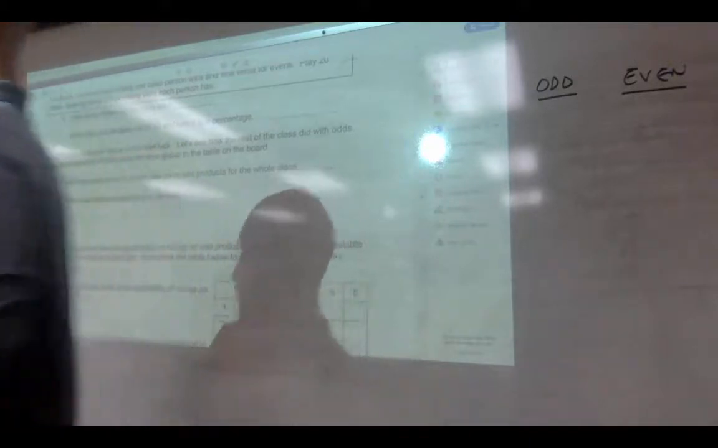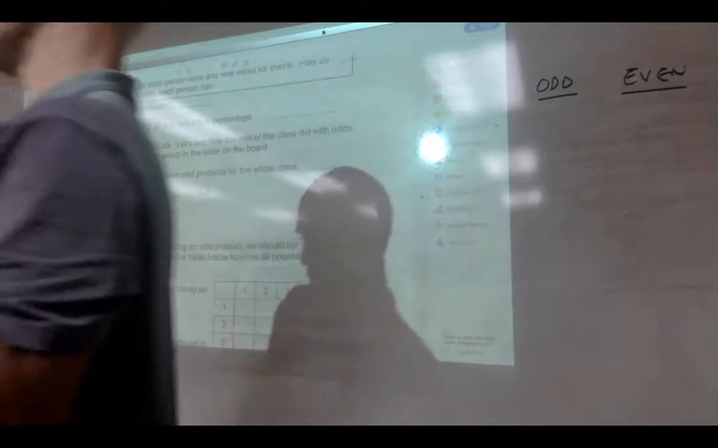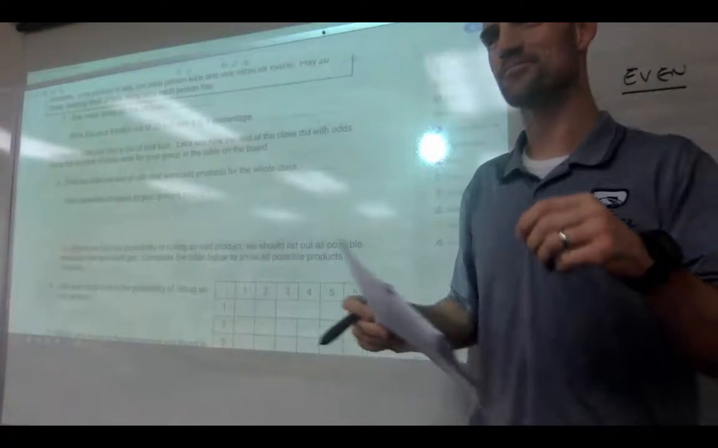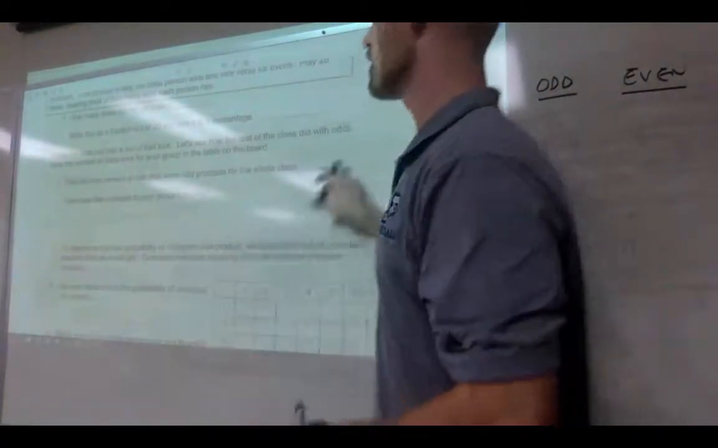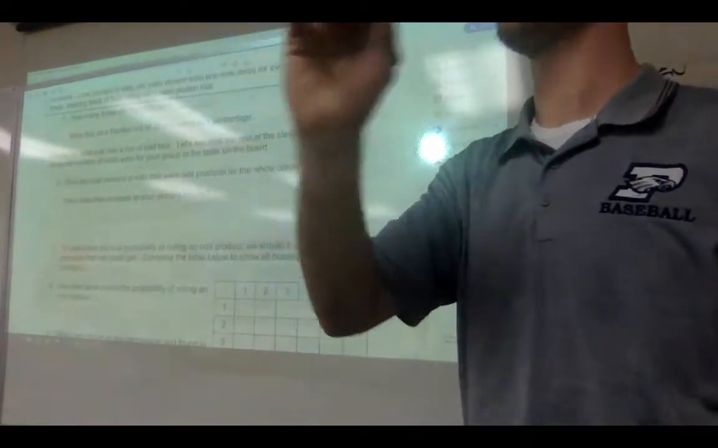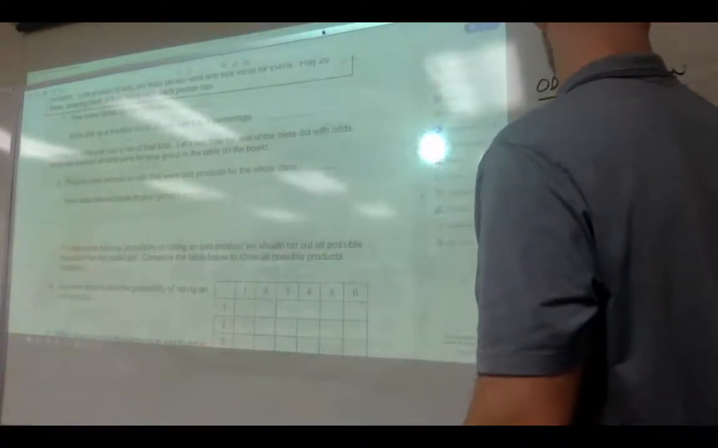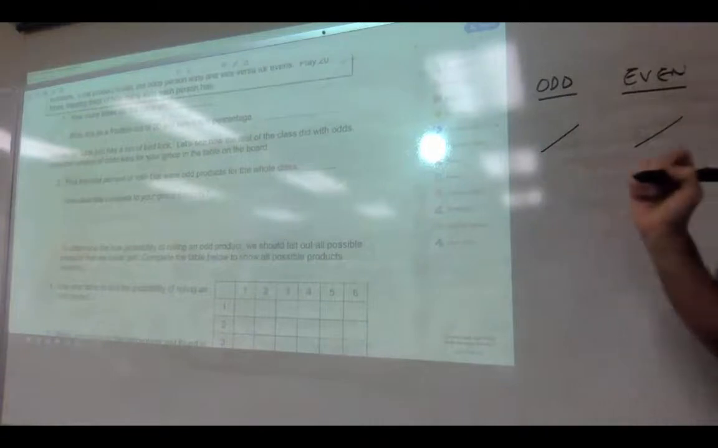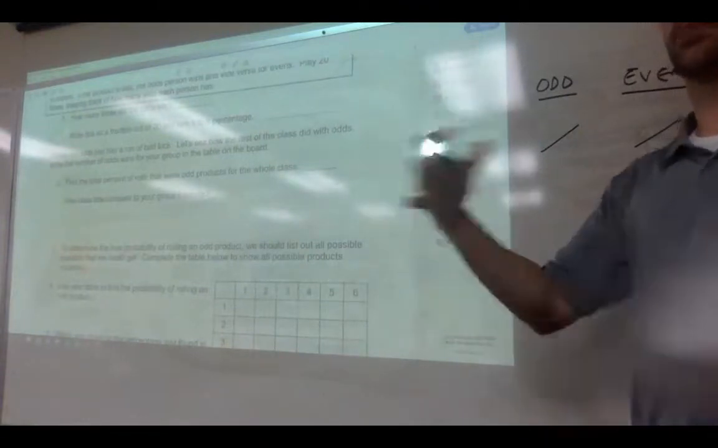Okay? So maybe the odds just had a run of bad luck, right? Maybe. Or maybe not. So here's what we're going to do. Let's compile our group results. How many groups did we have? 1, 2, 3, 4, 5 groups. So what's the bottom of our fraction? 20.